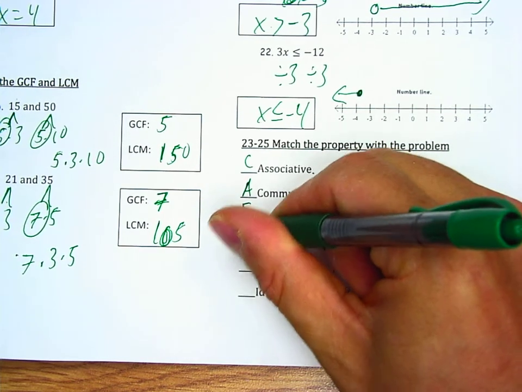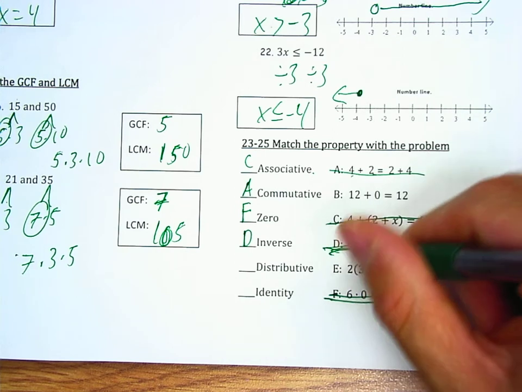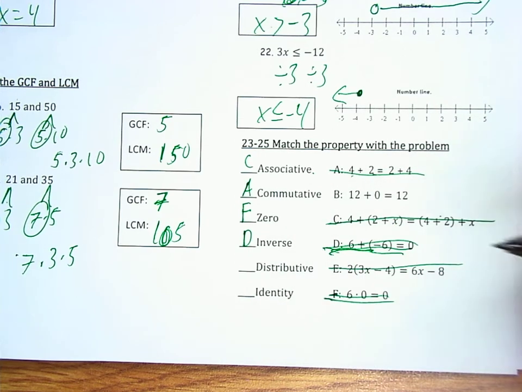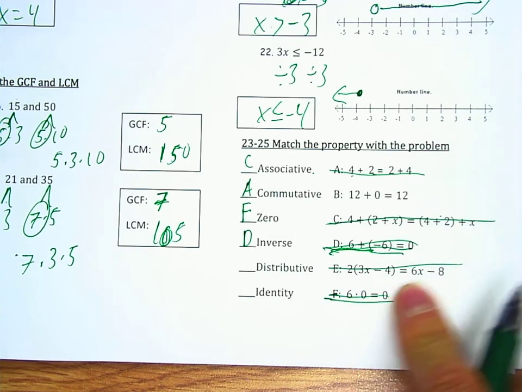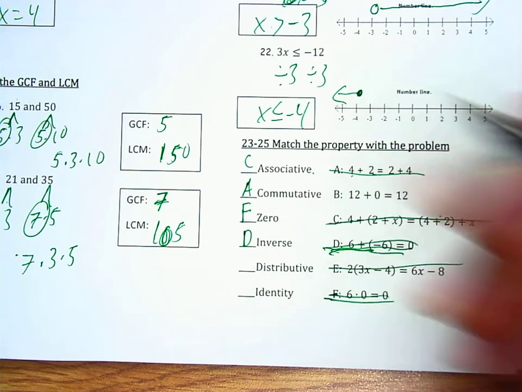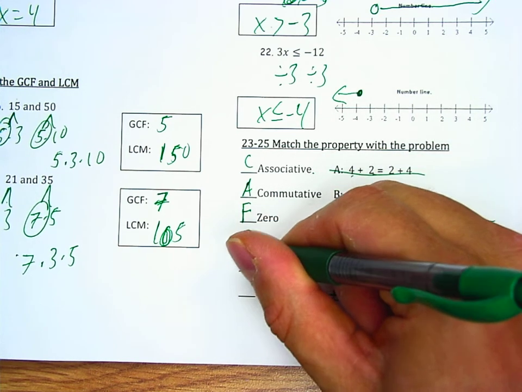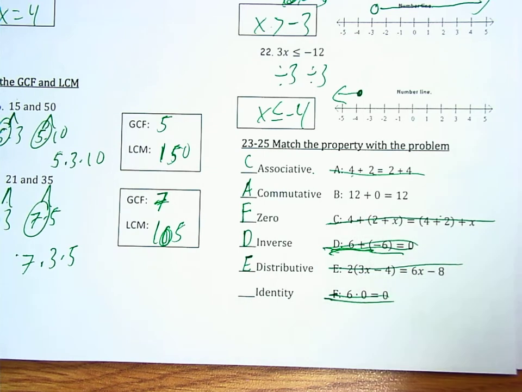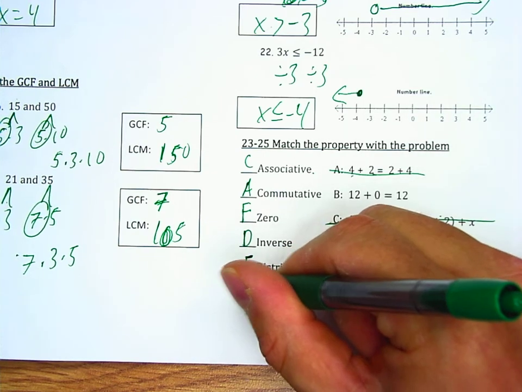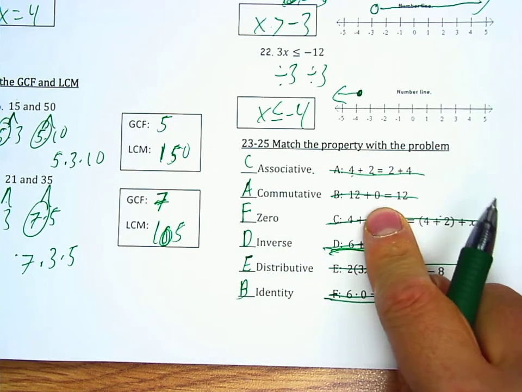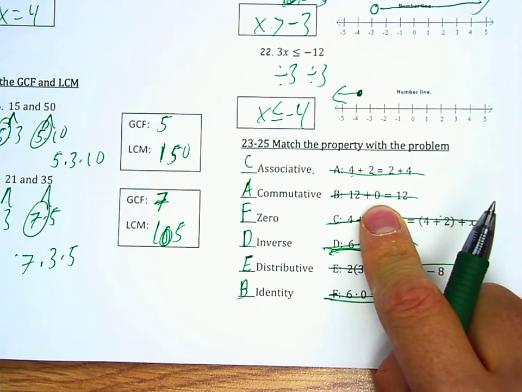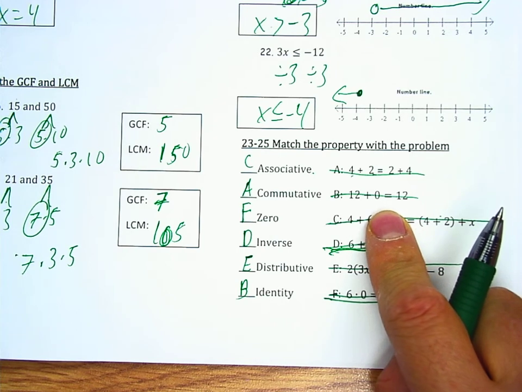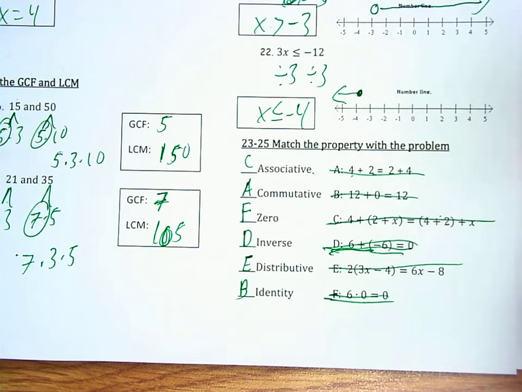That's an inverse operation. Distributive property is when the parentheses are gotten rid of through multiplication. 2 times 3 is 6x. 2 times minus 4 is minus 8. And the identity property is when you either add 0, 12 plus 0 equals 12, or when you multiply by 1. So here I've got the identity property of addition. The identity property of multiplication would be 12 times 1 is equal to 12. Very similar properties, very similar process.